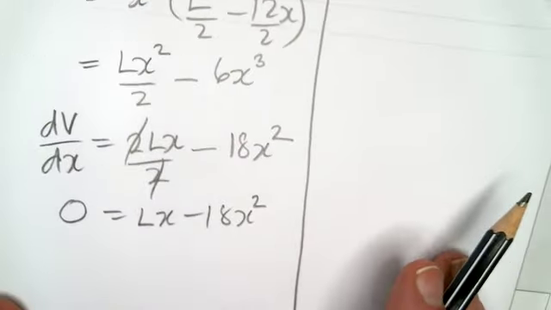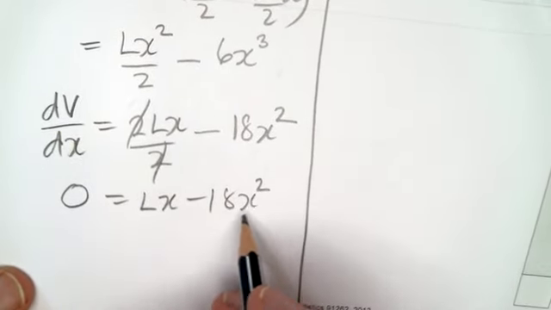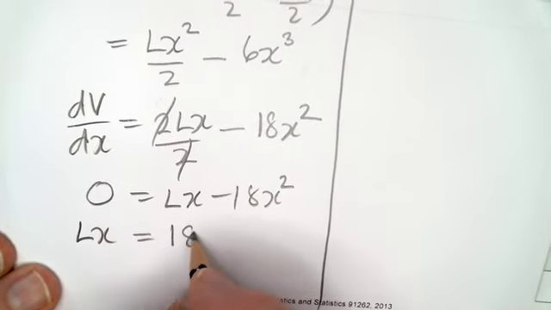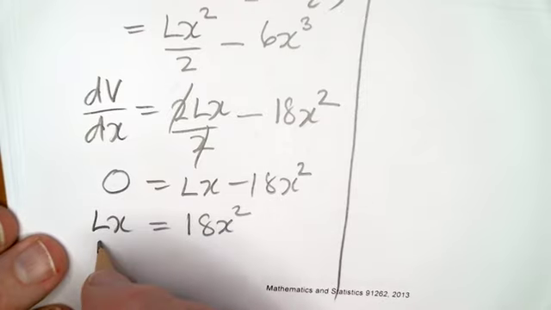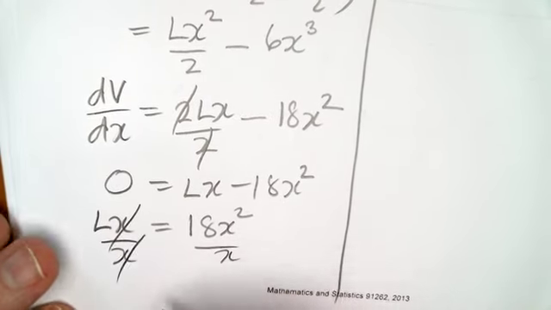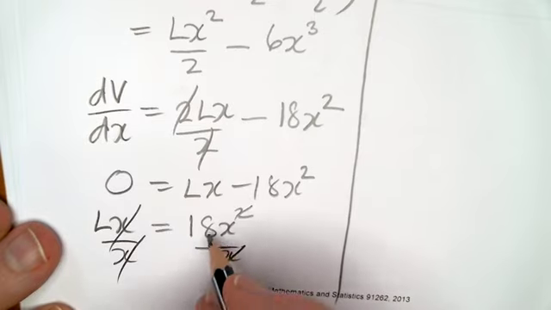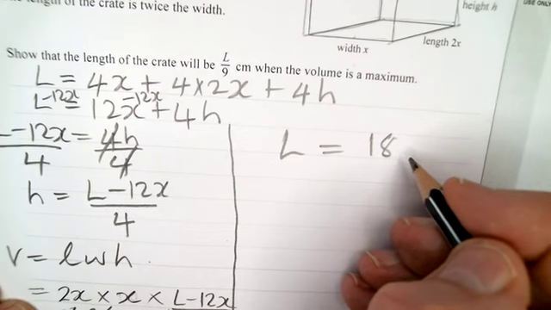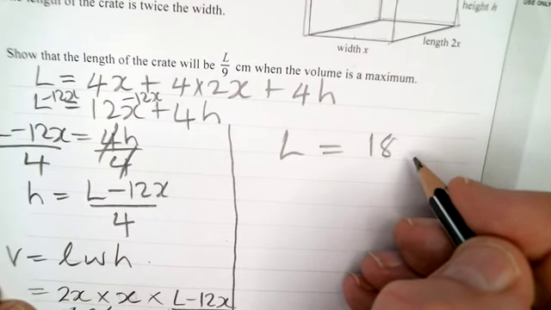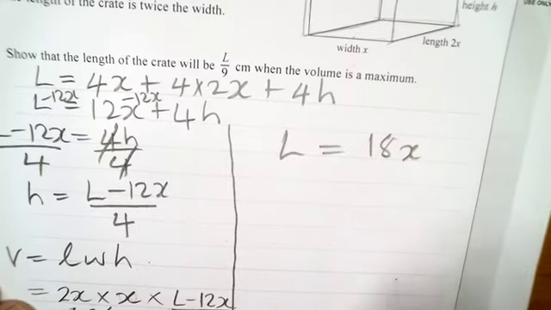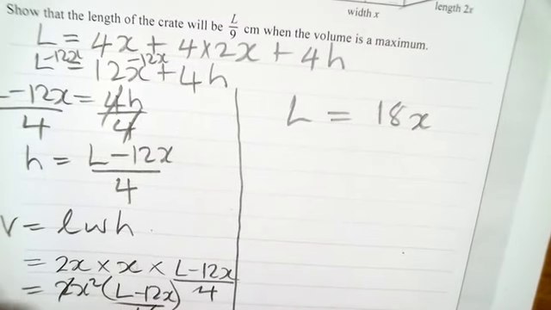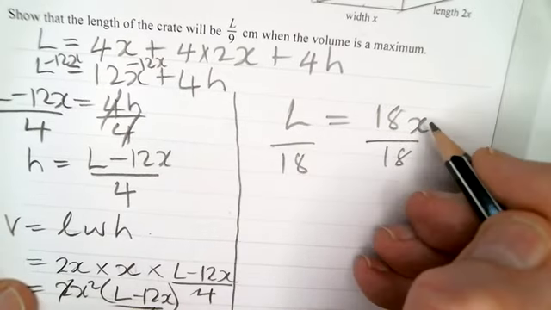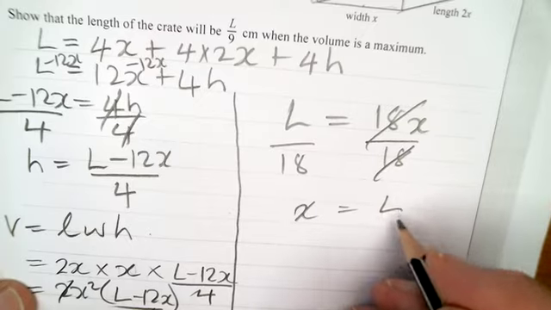So when would that be true? Well, if I add 18x squared to both sides, I've got Lx is equal to 18x squared. So if I divide both sides by x, that goes like that. So now I've got L is equal to 18x. That's what I said, 18x. So what we want to do is say, well, what's x equal to? Well, if I divide both sides by 18, x is equal to L on 18.